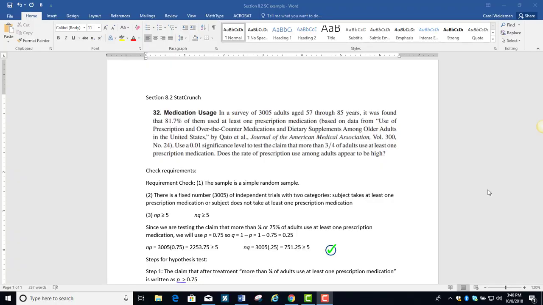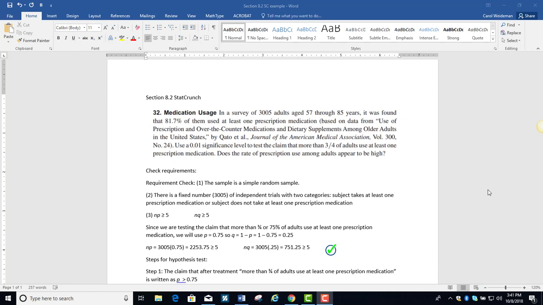Section 8.2, using StatCrunch. We're going to work problem number 32. In a survey of 3,005 adults aged 57 through 85 years, it was found that 81.7% of them used at least one prescription medication. Use a 0.01 significance level to test the claim that more than 3/4 of the adults use at least one prescription medication. Does the rate of prescription use among adults appear to be high?